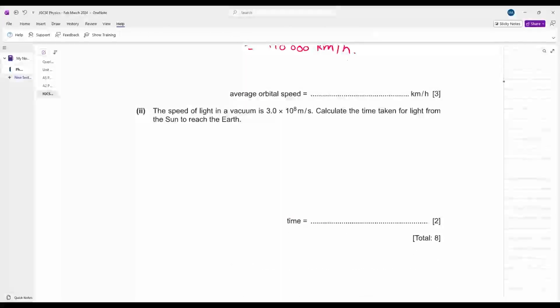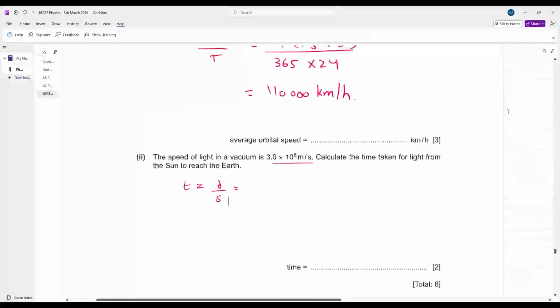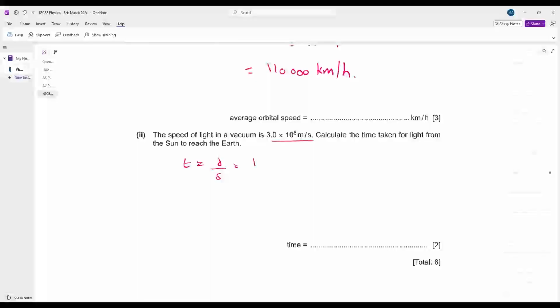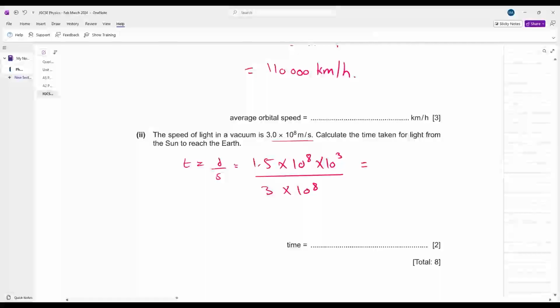The speed of light in a vacuum is this. Calculate the time taken for the light from sun to reach to earth. कौन सा फॉर्मूला लगाएंगे? टाइम इज इक्वल टू डिस्टेंस ओवर स्पीड. डिस्टेंस अभी ऊपर गिवन था ना, आई गेस. Yes, 1.5 × 10^8, but this is in kilometers, so multiply by 10^3. The speed क्या है? 3 × 10^8. Can you calculate the time? हाँ जी, टाइम निकाल सकते हो. 500 seconds comes out to be your time. Simple.